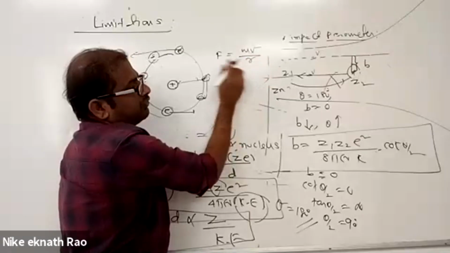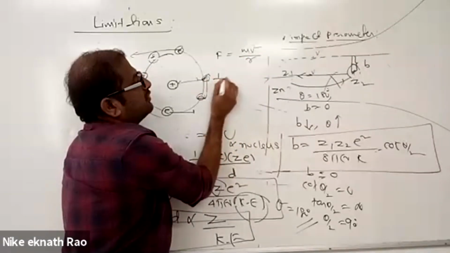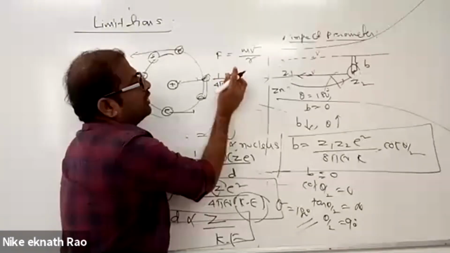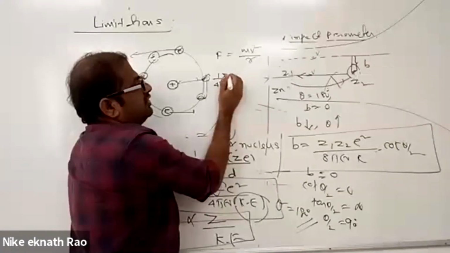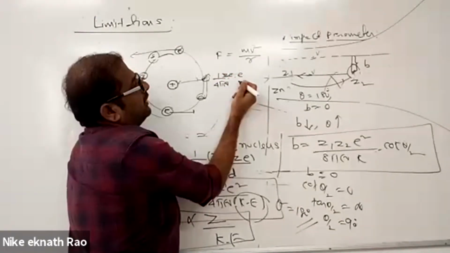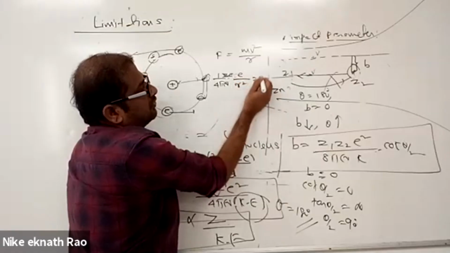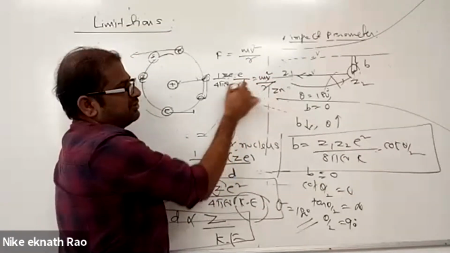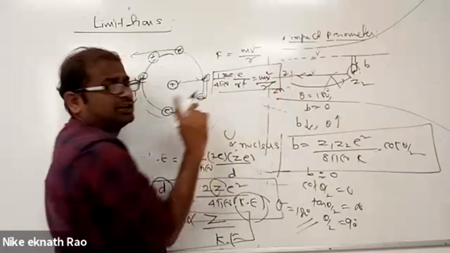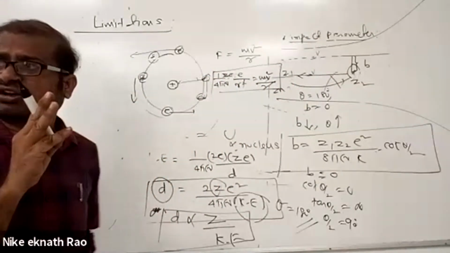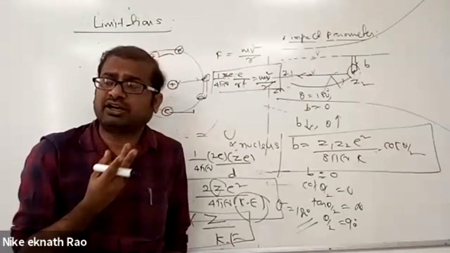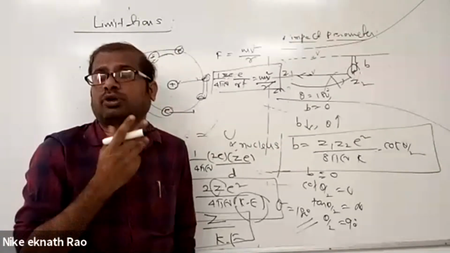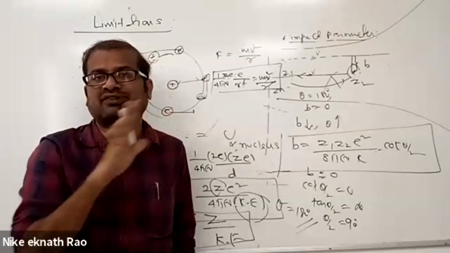Questions may be asked from here. The force is 1 by 4 pi epsilon naught Q1 Q2, which with atomic number Z is Z e squared by R squared, equal to m v squared by R. From here you can find the velocity and radius expressions. They are used for derivations of the velocity of the electron in a hydrogen atom, the radius, kinetic energy, potential energy and total energy. These expressions are very important.